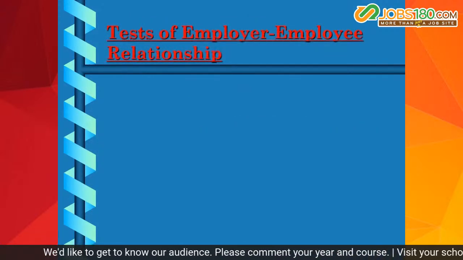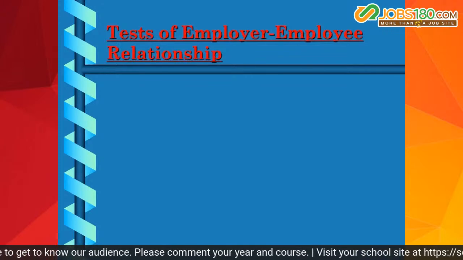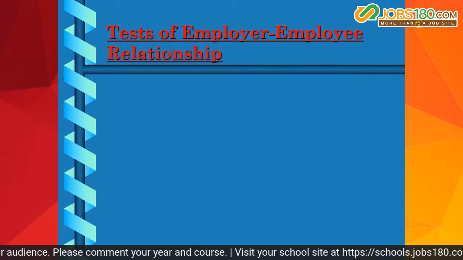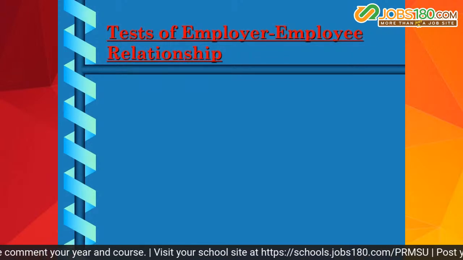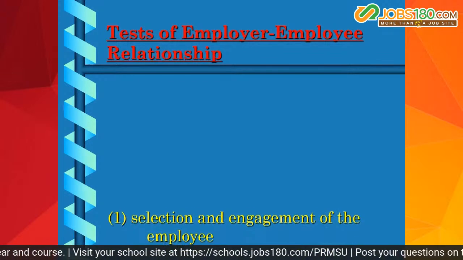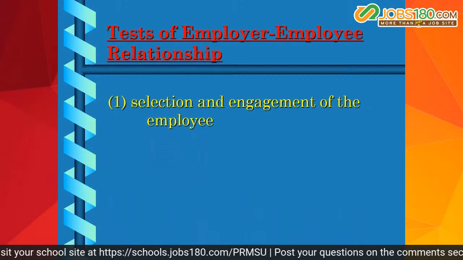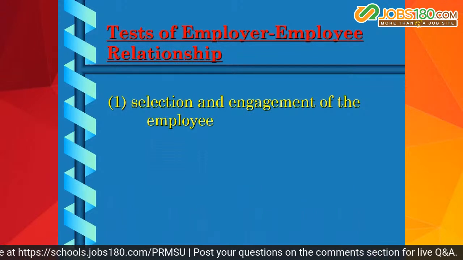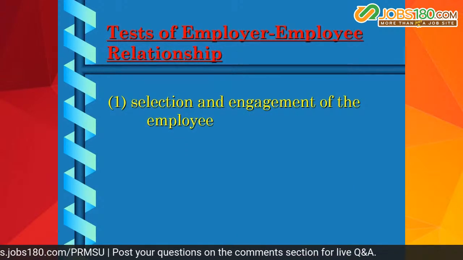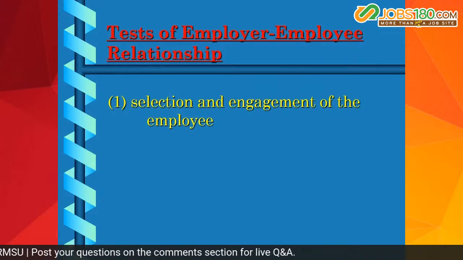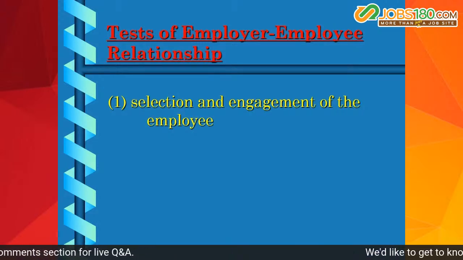In the absence of a contract, there is what we call the fourfold test, or the tests of employer-employee relationship, namely, selection and engagement of the employee. Selection and engagement refers to the choice of the employer to hire the services of a worker and his commitment to keep the worker as his employee.